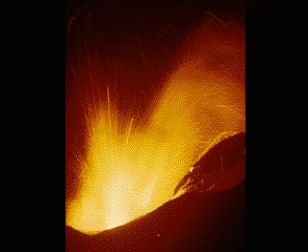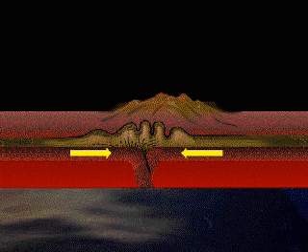A second type of collision occurs as two continental plates converge. As one plate slides under the other, the lighter mass at the surface thrusts and folds upward, forming some of the world's high mountain chains.